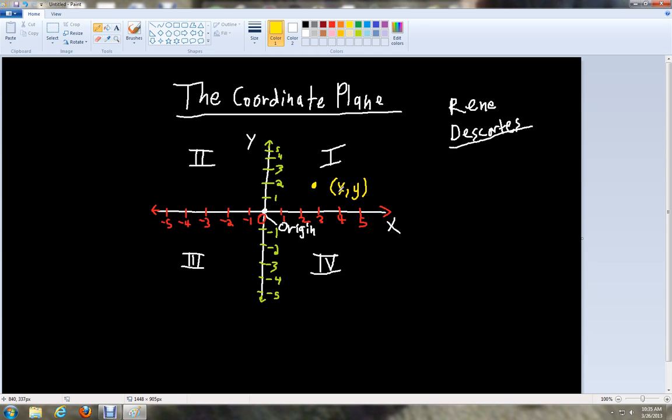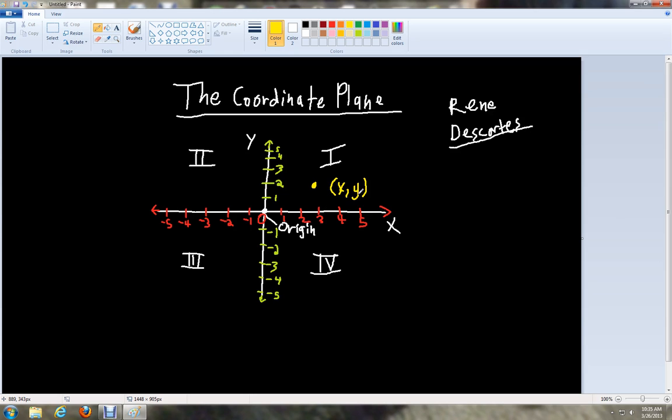So, if x is negative, we're going to go to the left. If x is positive, we're going to go to the right. And if x is 0, we're just going to stay put here. We're not going to move left or right, so we stay put. And then the same is true for y.